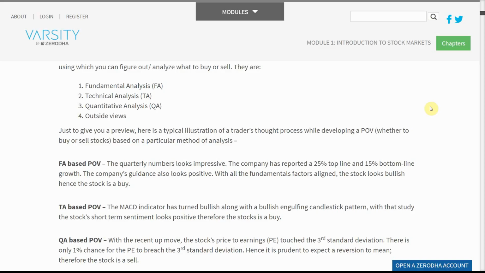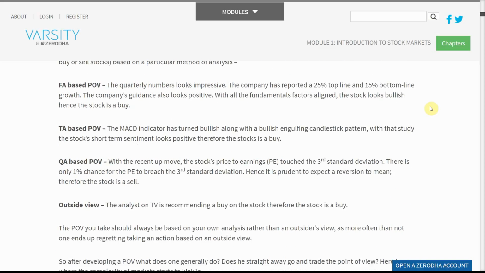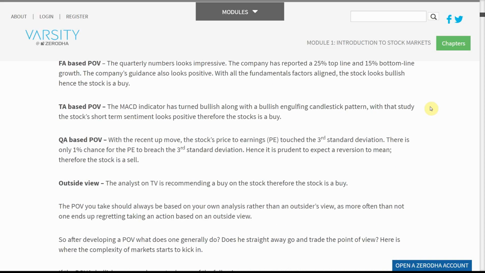FA-based POV, the quarterly numbers look impressive. The company has reported a 25% top line and 15% bottom line growth. The company's guidance also looks positive, with all the fundamental factors aligned. The stock looks bullish, hence the stock is a buy. TA-based POV, the MACD indicator has turned bullish along with a bullish engulfing candlestick pattern. With that study, the stock's short-term sentiment looks positive, therefore the stock is a buy.